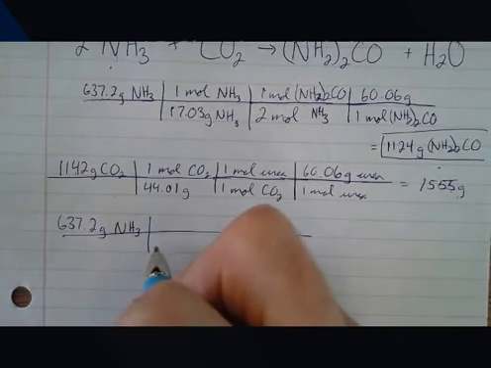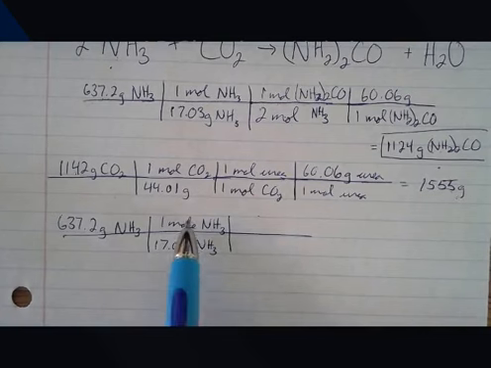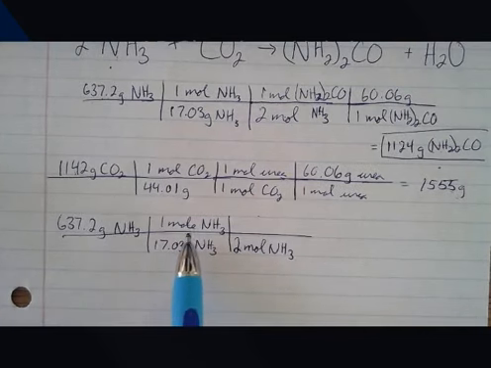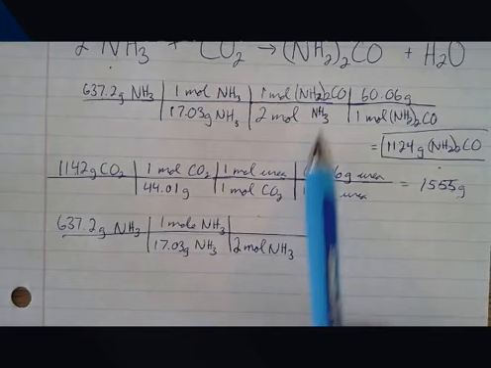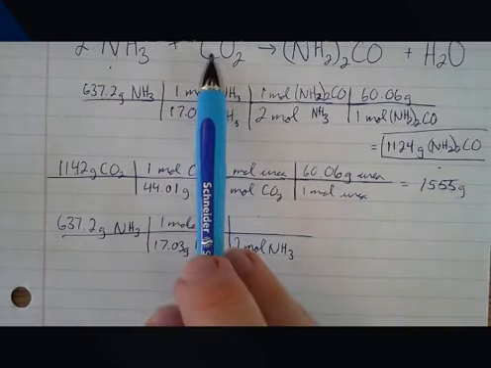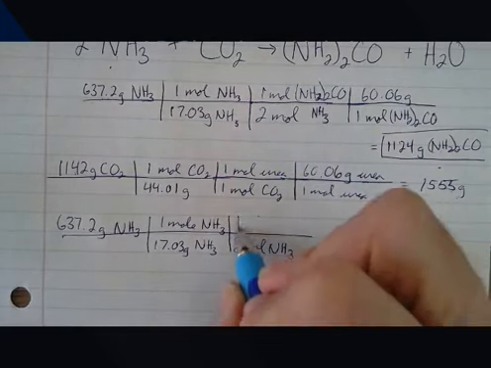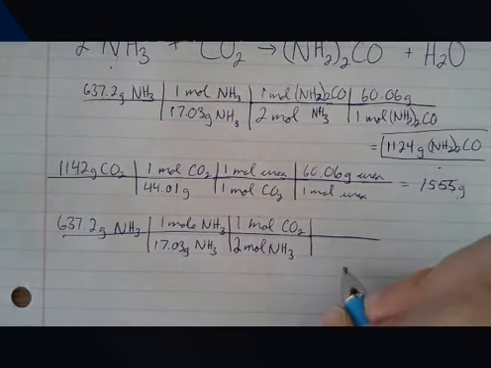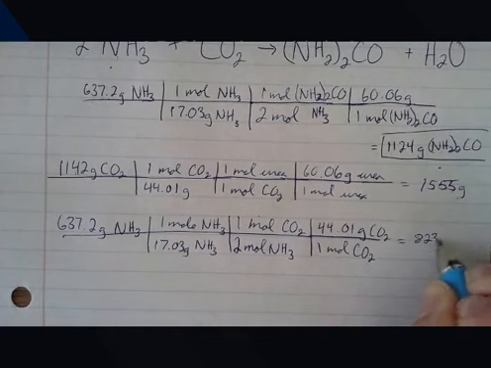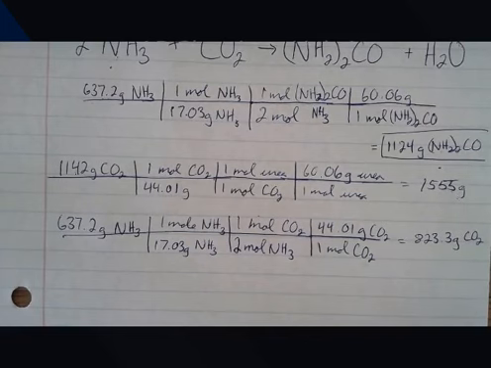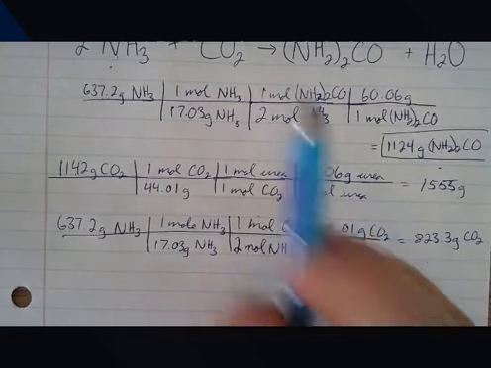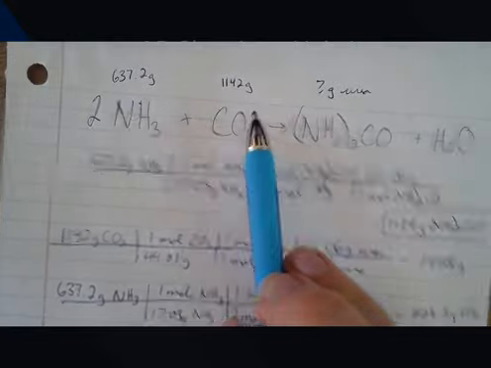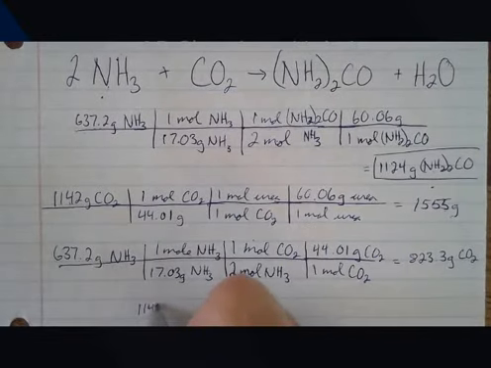So same molar mass conversions, grams of ammonia into moles of ammonia. Instead of doing my mole ratio from moles of ammonia to moles of urea, now I need to go to moles of carbon dioxide, which is actually still the same ratio. It's 1 to 2. Now that I'm in moles of carbon dioxide, I can go into grams of carbon dioxide. So according to this, I would have used up 823.3 grams of carbon dioxide. I have 1142, and so the difference between those is what I have left over.